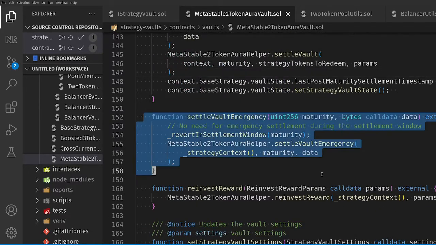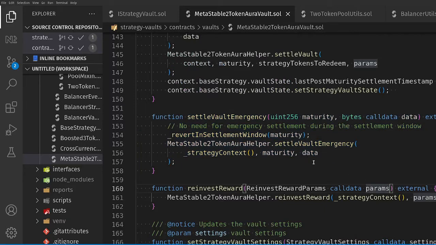And the third thing that we talked about was settling the vault in the emergency condition. The emergency condition will exist prior to the settlement window. The settlement window will be 3 days prior to maturity. At that point, we're going to settle the vault under normal conditions. Prior to that, if we see that the vault is above its BPD threshold, we can call settle vault emergency, and what that will do is reduce its BPT holdings in a specified maturity.